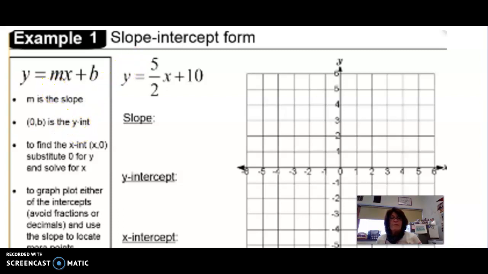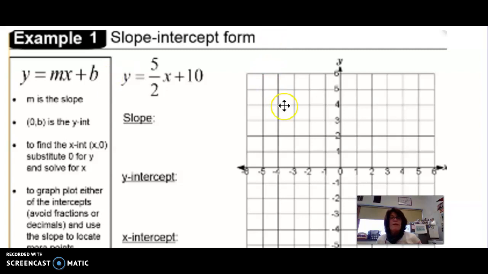Hey, Algebra 2. We are moving right along in Unit 2. We're going to do a little more with writing equations of lines. We talked about slope last week and the fact that every line has a steepness associated to it, and that's the slope of the line.